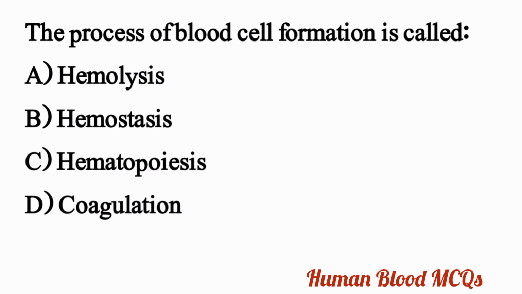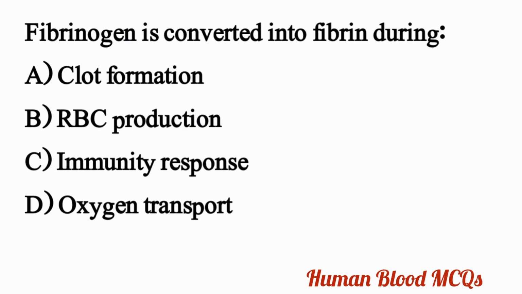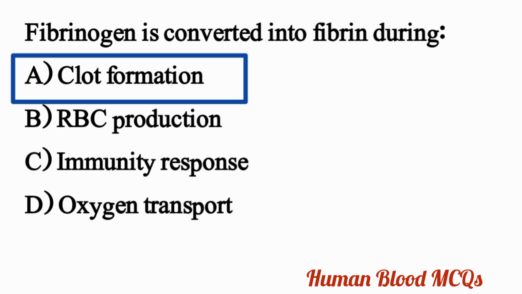The process of blood cell formation is called. The right option is option C, hematopoiesis. Fibrinogen is converted into fibrin during. The right option is option A, clot formation.